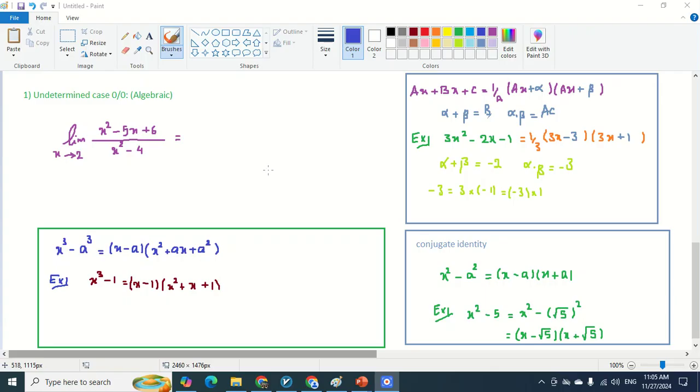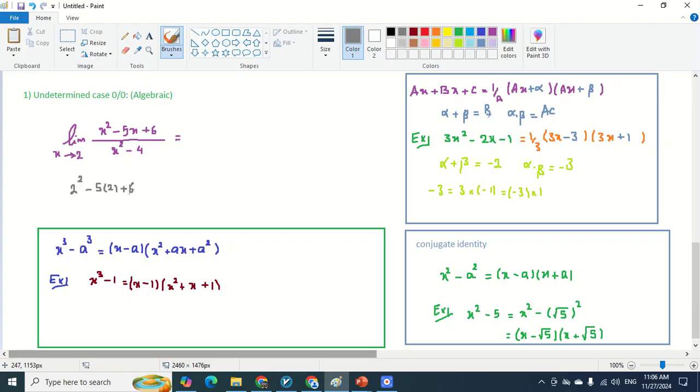So at this point we are looking at this example, and as you can see we have the undetermined case of 0 over 0 for the algebraic case. As I said before, the first step to calculate the limit is substituting. On the waste paper I substitute the value 2 inside the expression. So we have 2 squared minus 5 times 2 plus 6, that leads us to 0.